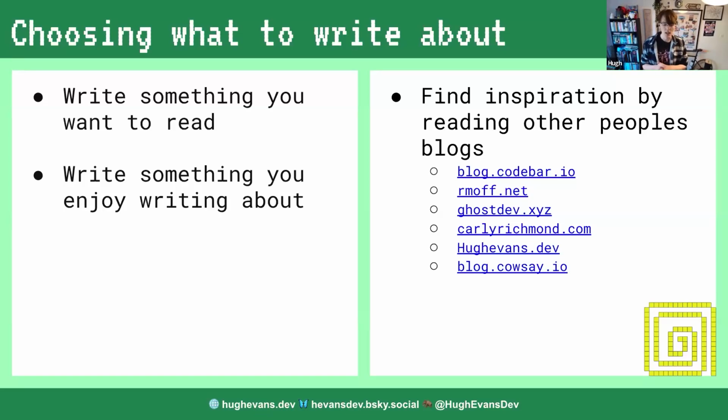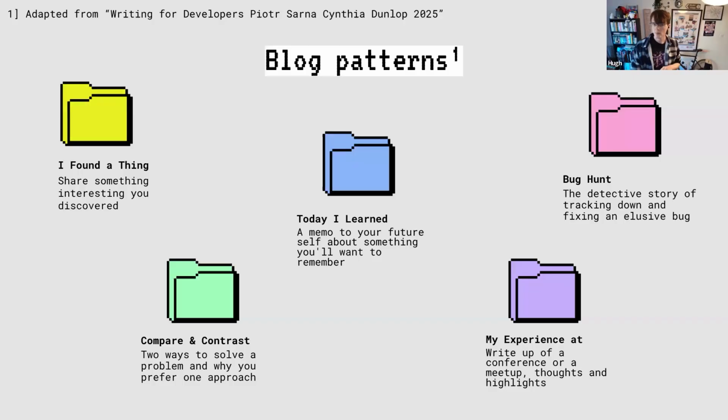In general, I would say if you're looking to get started in writing, look at the stuff you enjoy reading, look at what people are building, what they're writing, and draw inspiration from that. I really struggle when I'm writing starting from a blank slate. Maybe I have an idea for what I want to write, but I have that blank piece of paper in front of me. It's very difficult to start. There is a fantastic resource on writing blogs called Writing for Developers by Piotr Sarna and Cynthia Dunlop. It came out last year. It's very good.